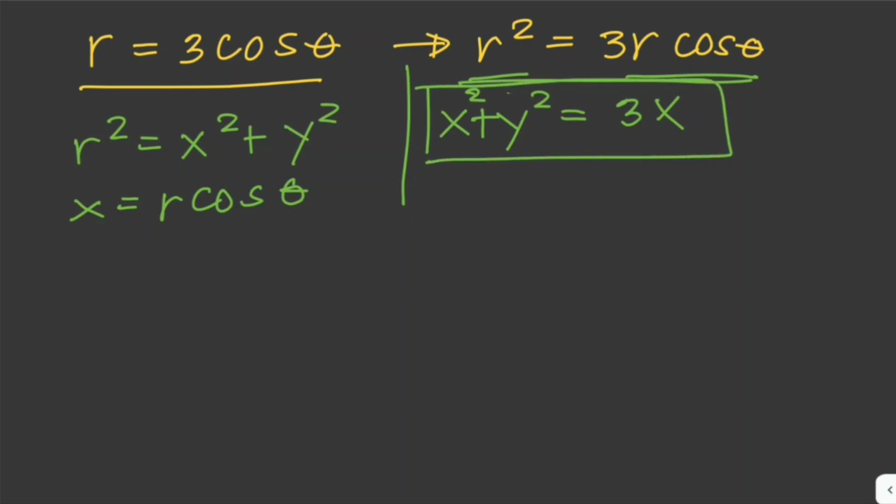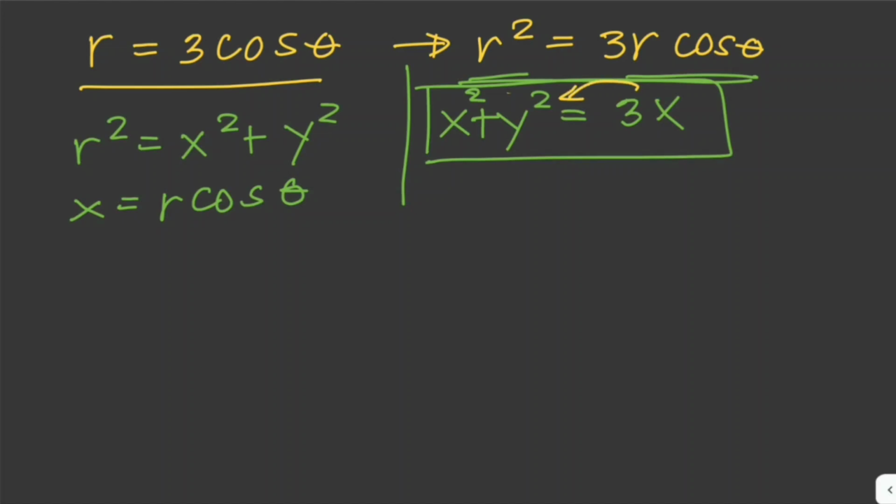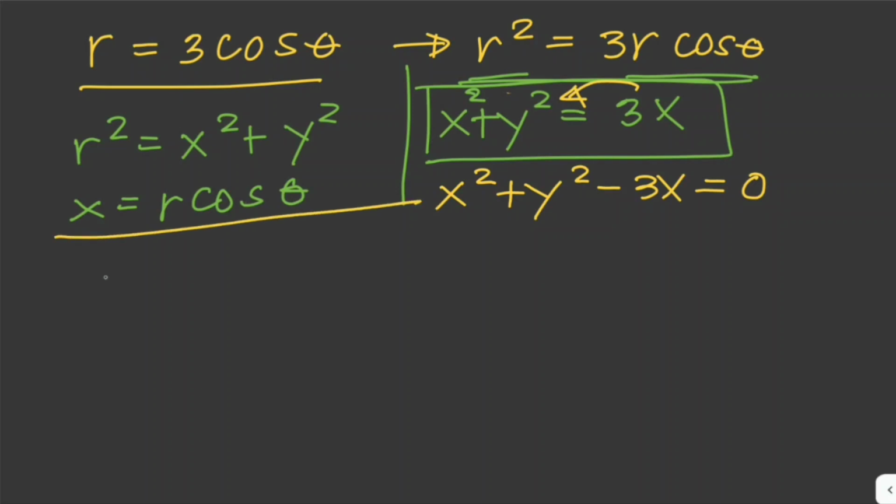And we can further simplify this. We can move 3x to the left. I transpose 3x to the left. So we have x squared plus y squared minus 3x equals 0, and then we group x squared and 3x, so x squared minus 3x plus y squared, and then we can use completing the square.